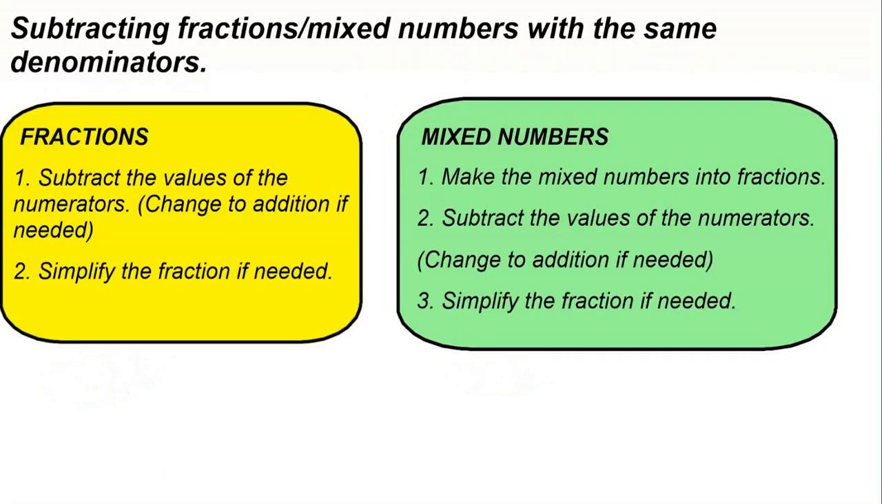So how do we subtract fractions and mixed numbers with the same denominators? We're going to do it just like we did with addition. We're going to subtract the values of the numerators. Again, we can change it to addition if we need to, and then we'll simplify the fraction if needed as well. Likewise, with mixed numbers, we're going to make the mixed numbers into fractions, especially when we have different signs, positives and negatives, and then subtract the values of the numerators, change to addition if needed, and then simplify the fraction if we have to.